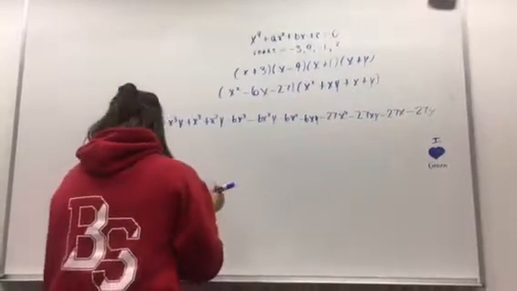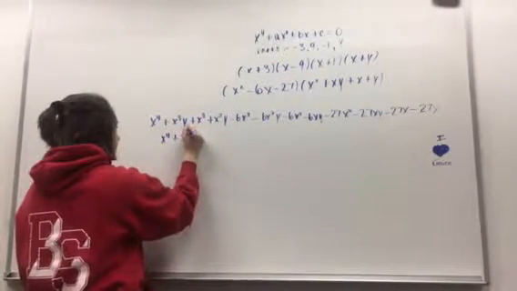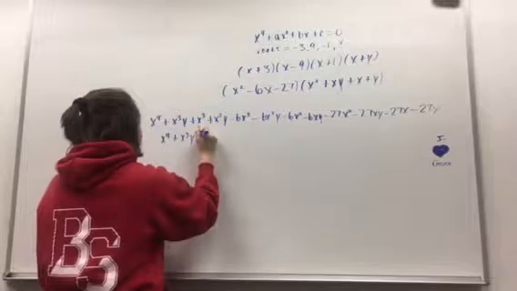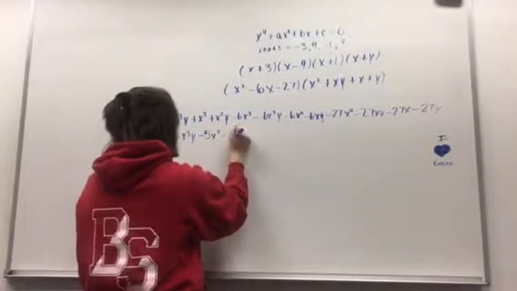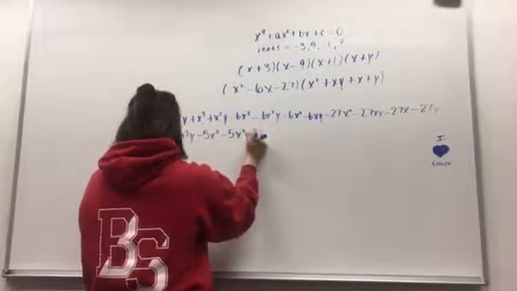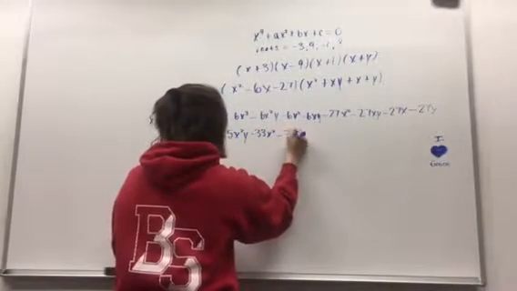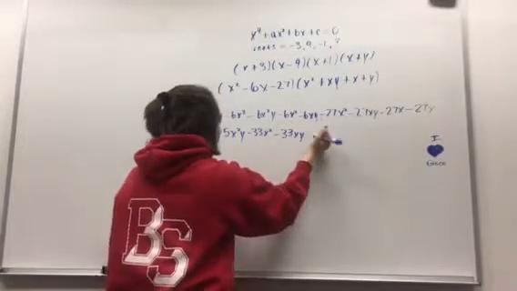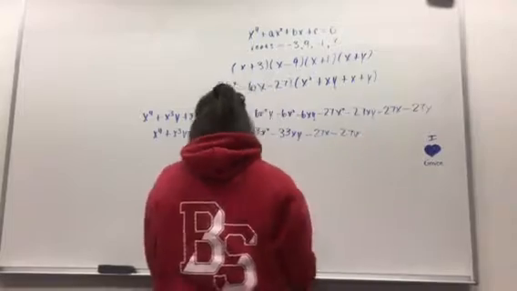And then we're just going to combine like terms. So we have x to the fourth plus x to the third y minus 5x cubed minus 5x squared y minus 33x squared minus 33xy minus 27x minus 27y.